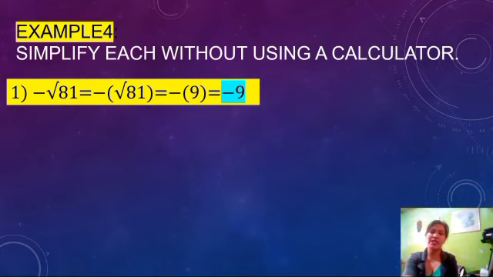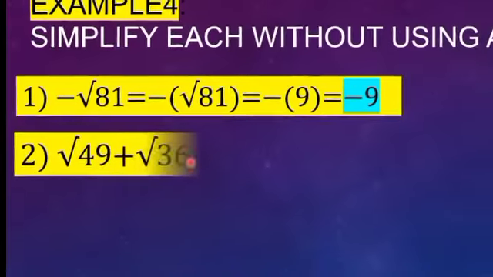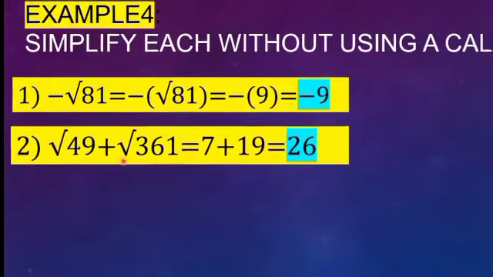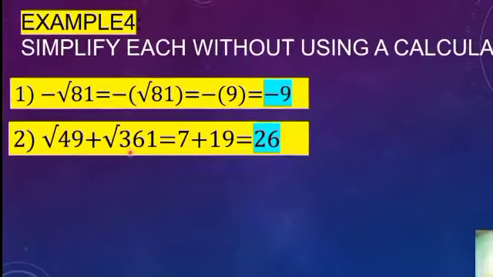So, parang ano rin yan? Negative 1 times the square root of 81. So, si negative outside the radical sign. So, square root of 81 is 9. So, since meron tayong negative, negative times positive is negative. So, negative 9.